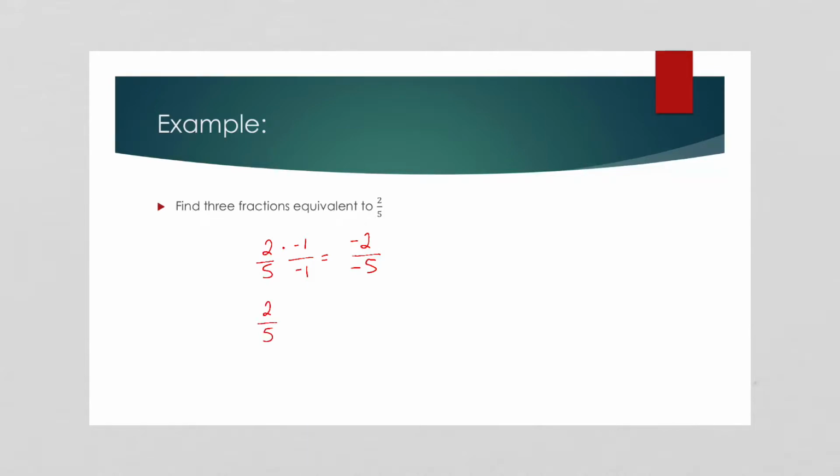All right, so let's find another one. 2/5, and I'm just going to pick another random number, 10. So 2 times 10 is 20. 5 times 10 is 50. So here's another one that's equivalent. So far I found 2 of them. I'm going to pick another random number. 2/5 times, let's say, 8. 2 times 8 is 16. 5 times 8 is 40. Here's another equivalent fraction. Every person in our class could have different answers on a problem like this, and it's okay.